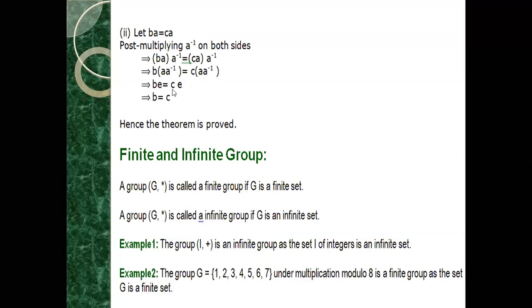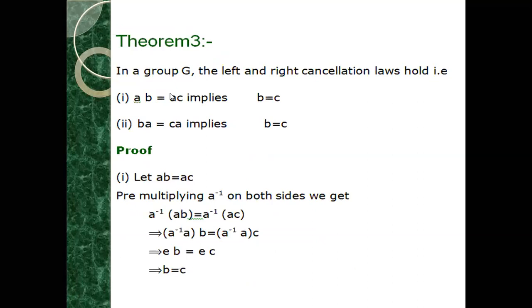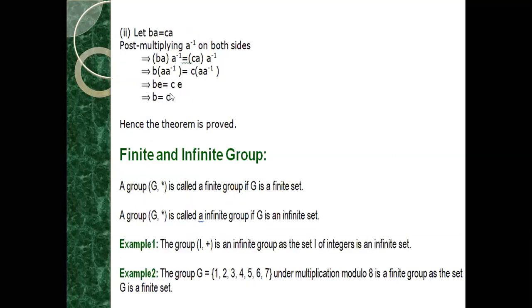BE is equal to CE. From identity law, BE is equal to B, CE is equal to C. So BA is equal to CA gives B is equal to C. This is the right cancellation law. So hence the theorem is proved. We proved the left cancellation law and also the right cancellation law.